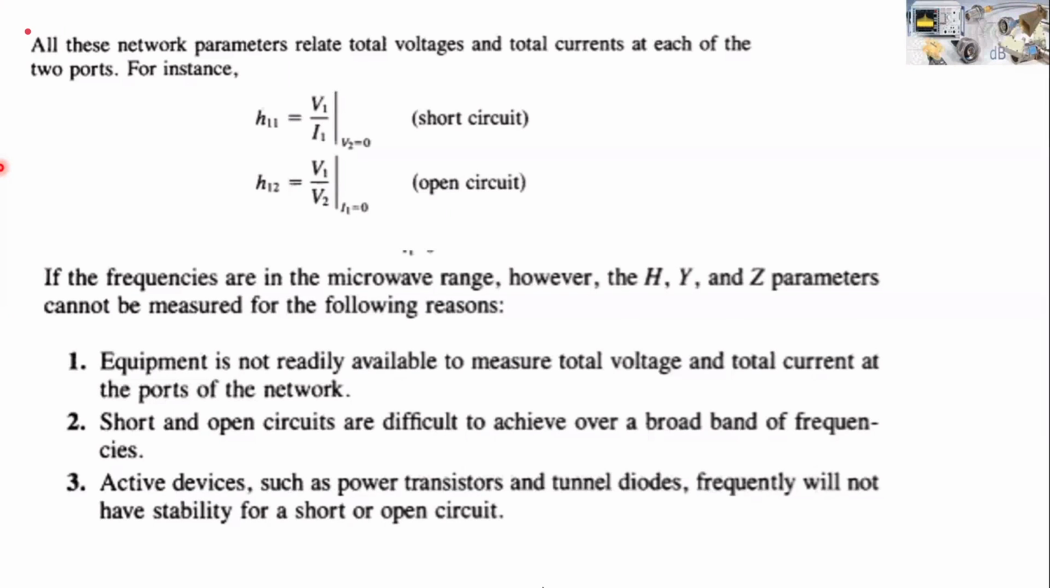Second thing is that short and open circuits are difficult to achieve over broadband frequencies. Like last class we discussed stub matching, single stub matching and double stub matching. In order to vary this length at high frequency under frequent analysis of short circuit condition and open circuit condition, because generally in microwave circuits we consider waves, standing waves, traveling waves, forward waves, reflected waves. So all this frequently we have to provide termination, non-termination. So frequently we have to use short circuit and open circuit conditions.